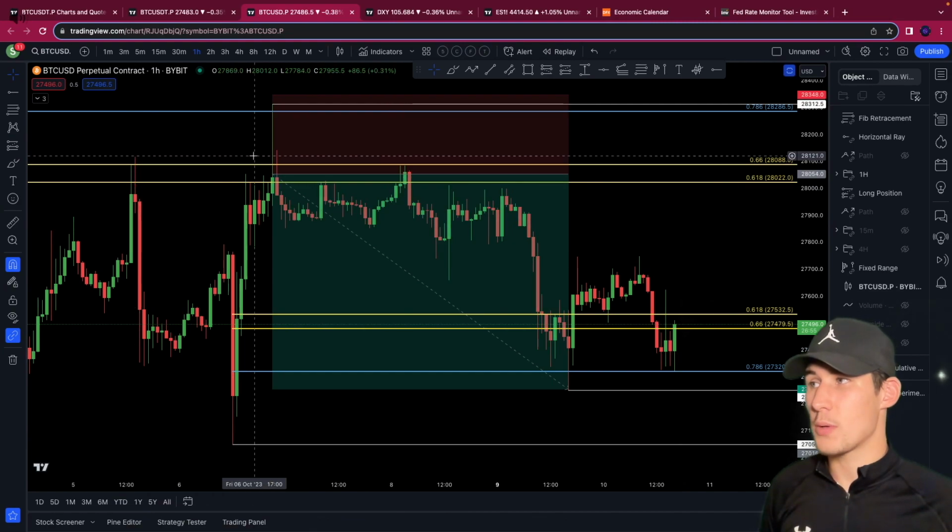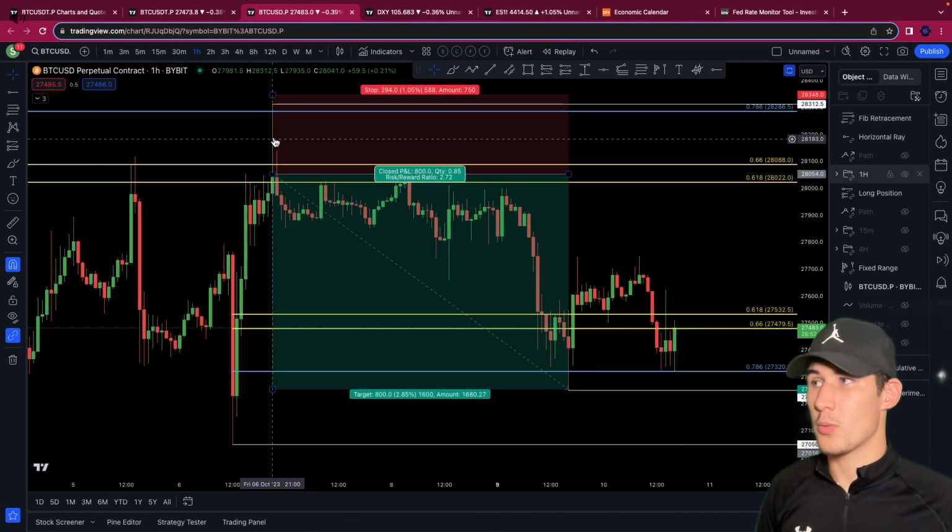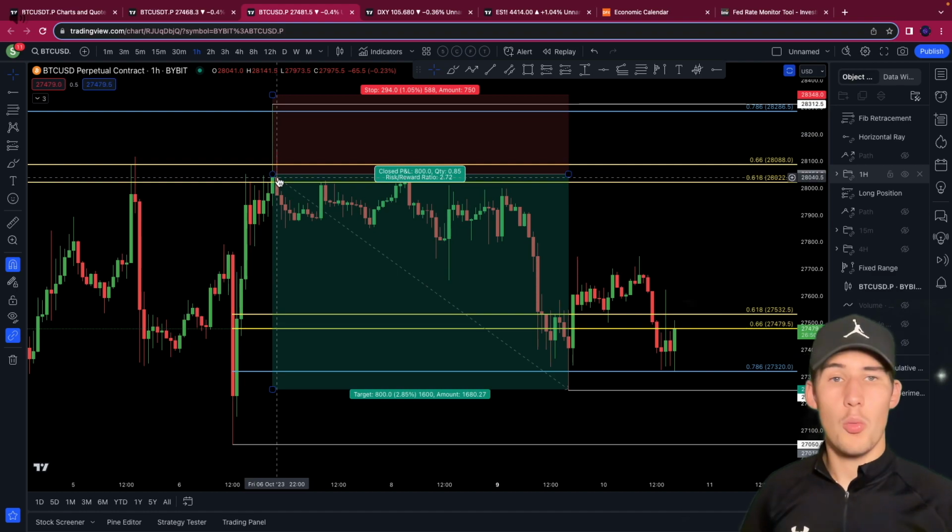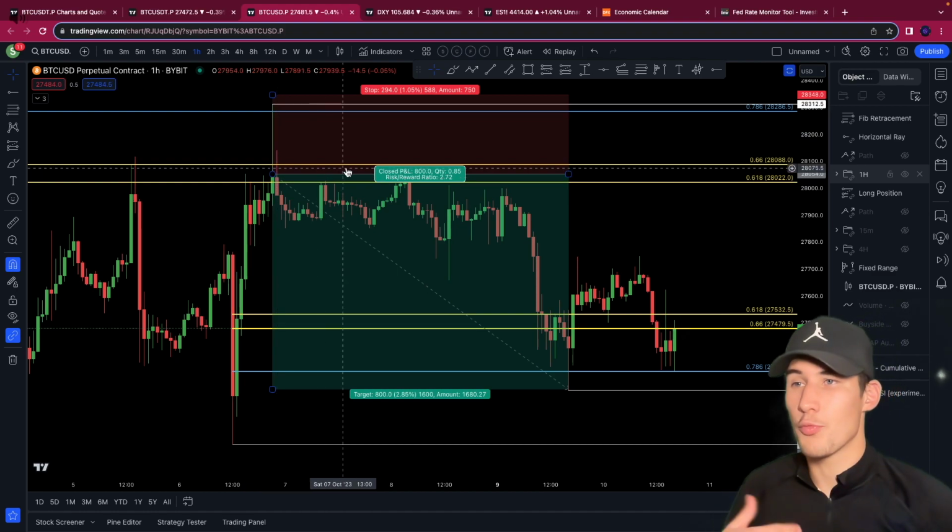We had that sweep of liquidity right here. You can see this big wick towards the upside. It swept that liquidity. What did we do? We entered into the short and made some really nice profits.